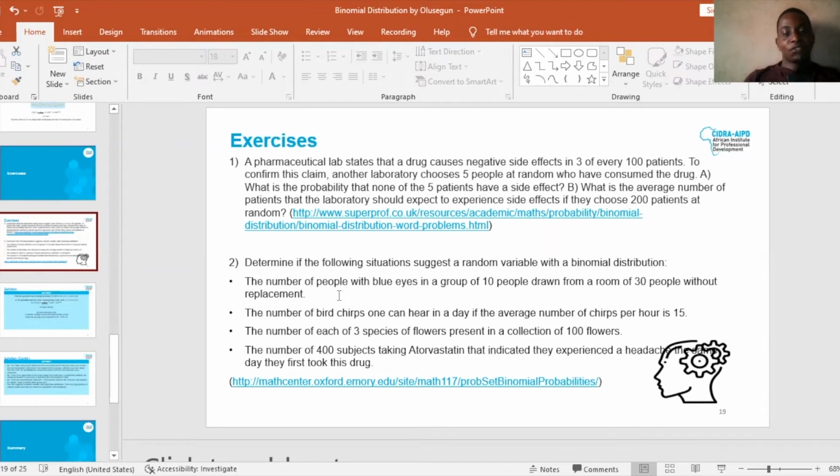Question 2. Determine if the following situations suggest a random variable with a binomial distribution. The first situation, the number of people with blue eyes in a group of 10 people drawn from a group of 30 people without replacement. Second, the number of bird chirps one can hear in a day if the average number of chirps per hour is 15. Third, the number of each of 3 species of flowers present in the collection of 100 flowers, and the number of 400 subjects taking atorvastatin that indicated they experienced a headache.